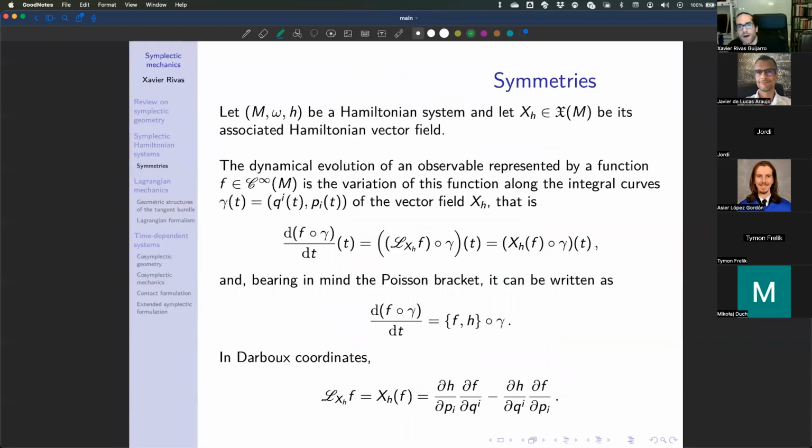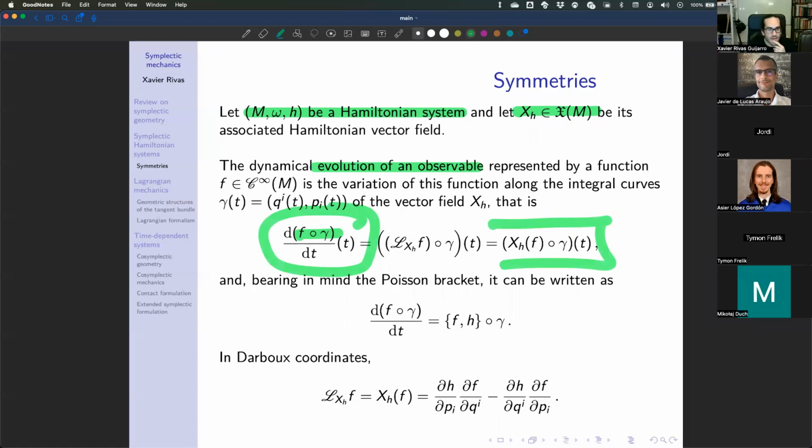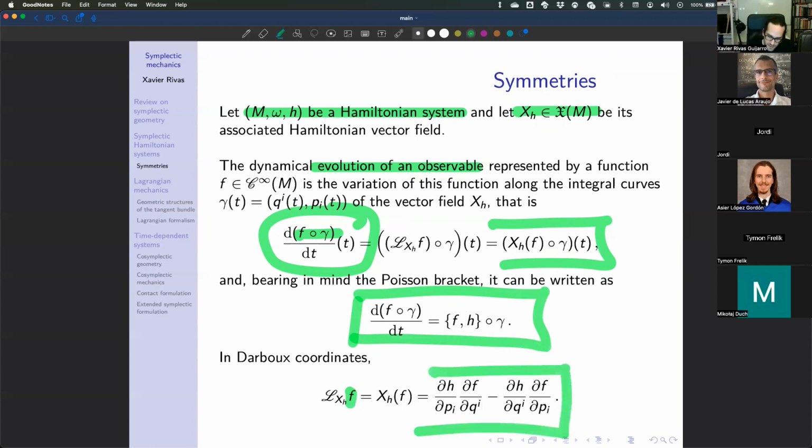So let us begin talking about conserved quantities, but before that, we need to define the evolution of an observable. Given a Hamiltonian system with Hamiltonian vector field X_H, which we already have, what is the evolution of an observable? The evolution of an observable should be the evolution of the function along an integral curve of that vector field. So this is the evolution, which is obviously this thing here. And using the Poisson bracket that we introduced 15 minutes ago, we can write it this way. So in Darboux coordinates, the evolution of an observable along the integral curves of the Hamiltonian vector field looks just like this.